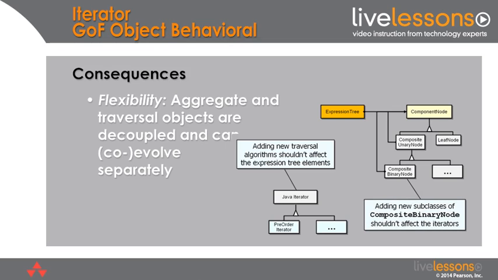Likewise, adding new subclasses of composite binary node or other types of subclasses of component node shouldn't affect the iterators. These two things are relatively independent of each other. We simply have to make sure our implementation works properly, but we haven't tightly coupled them.